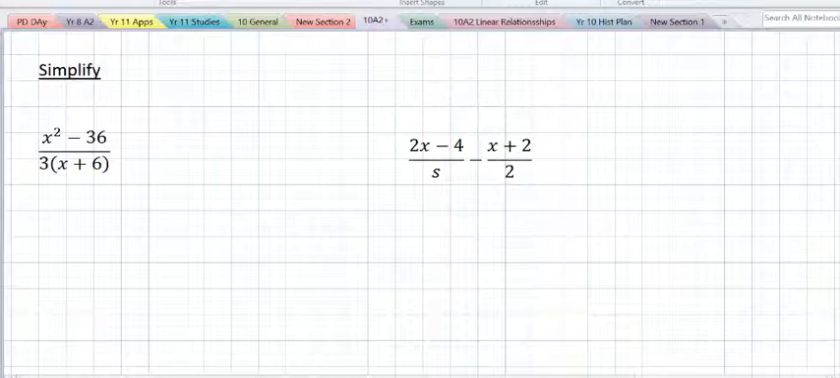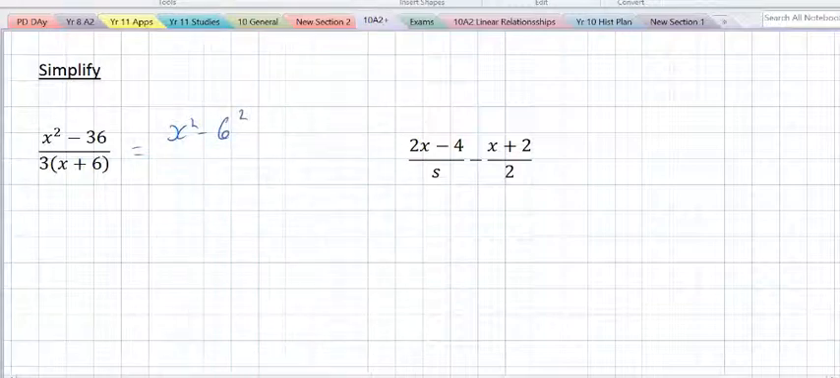Now, for these, who recognises the top? We've done 3 of the top. One squared number take another squared number? Yes, 6 squared. Good. We can write this as x squared take 6 squared over 3 lots of x plus 6.